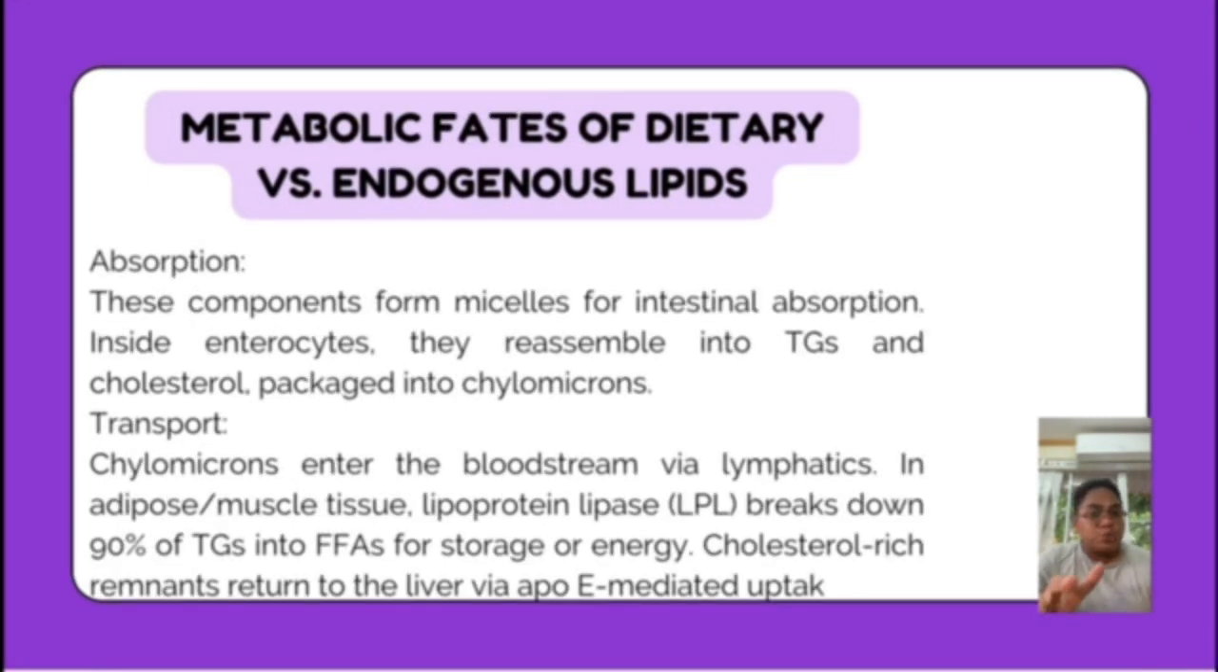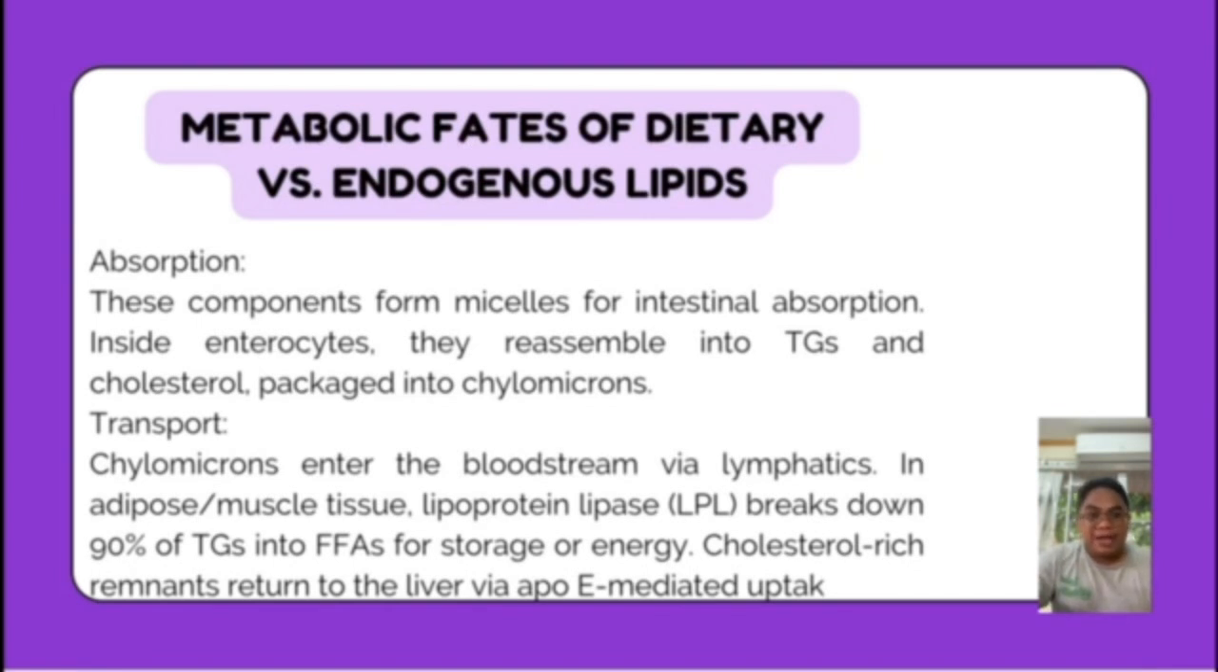Next is absorption. These components form micelles for intestinal absorption. Inside the enterocytes, they reassemble into TGs and cholesterol, packaged into chylomicrons. And the third step is transport.